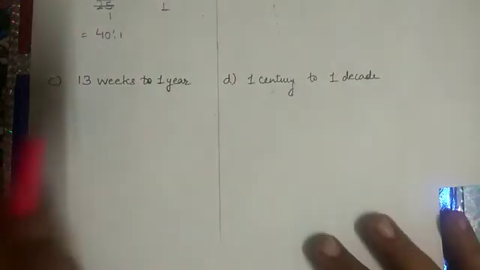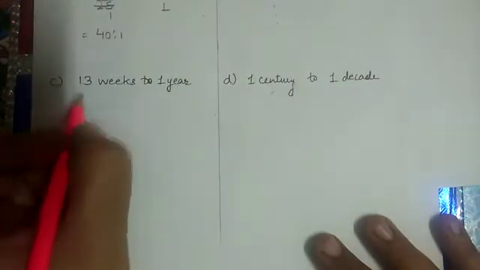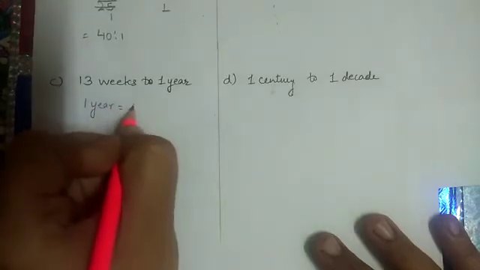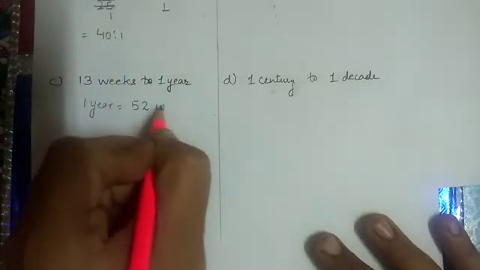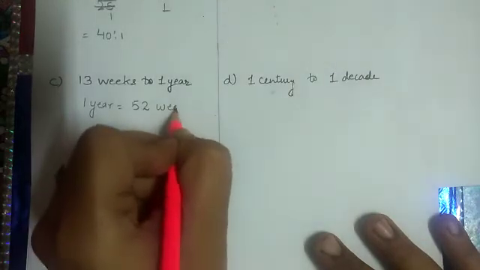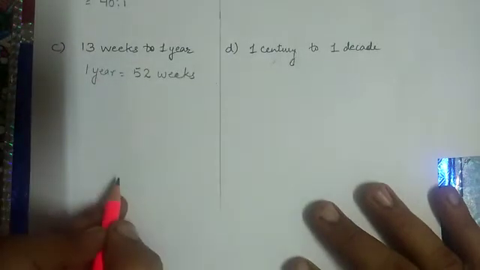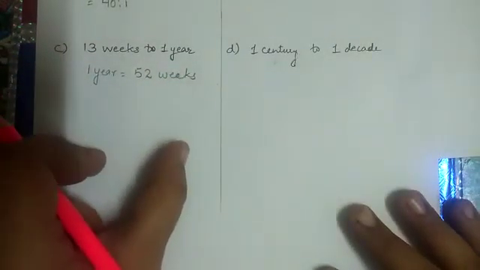Now in our C part there is written 13 weeks to 1 year. Units are not the same, so here we will convert 1 year into weeks, and 1 year has 52 weeks. The remaining part I hope you can solve yourself. I just told you the conversion.